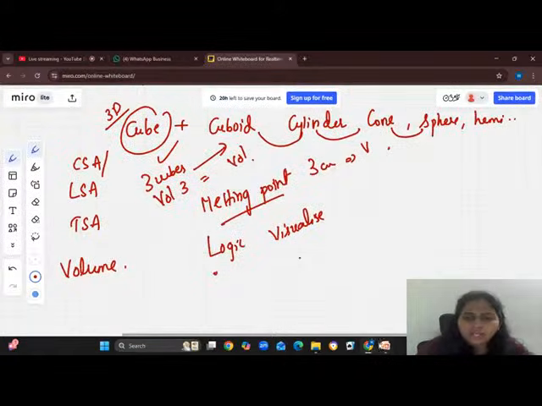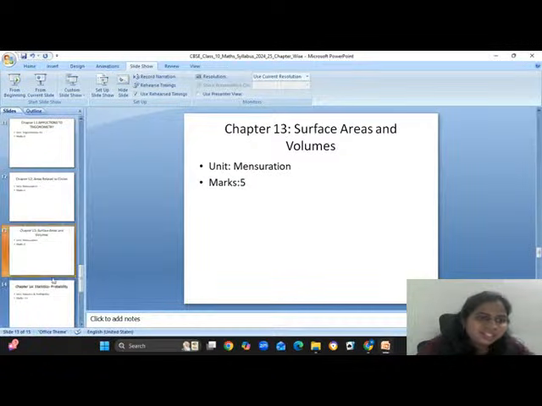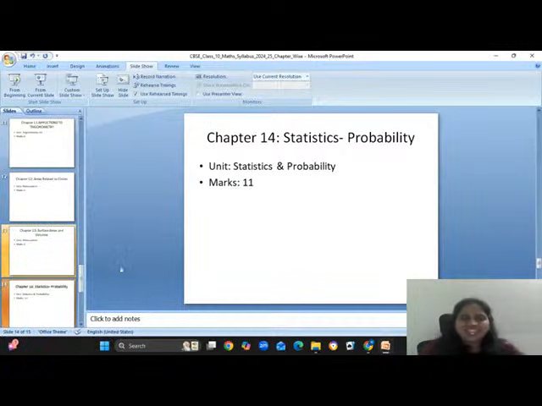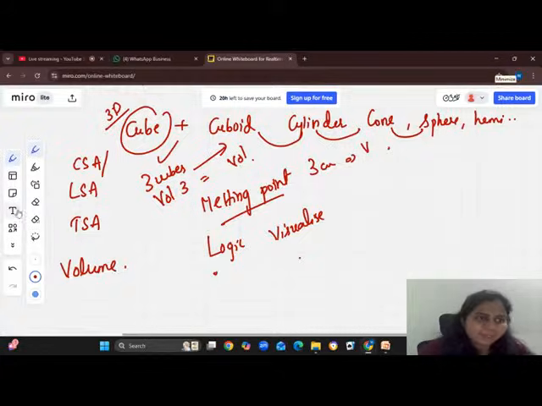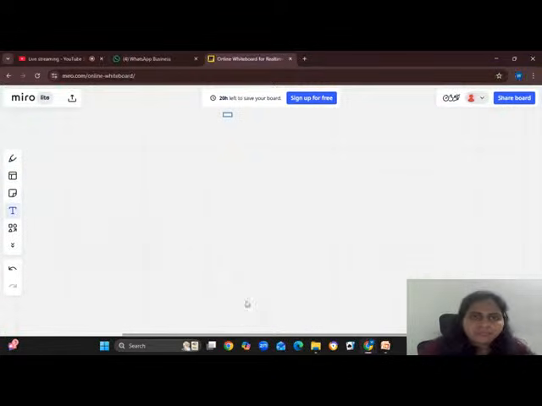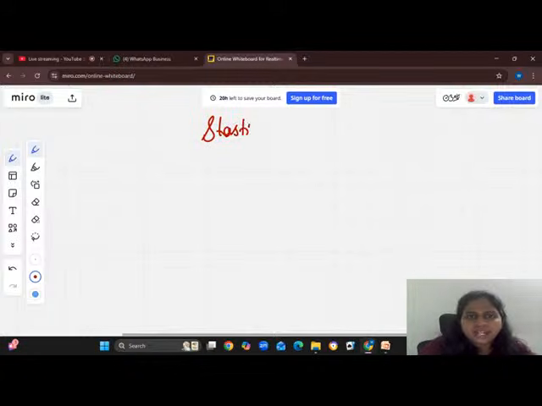And the last one is statistics and probability. Most of the students, I'm telling you, really love this chapter because it is an easy scoring chapter. So easy scoring chapter, statistics. Let me go with statistics.